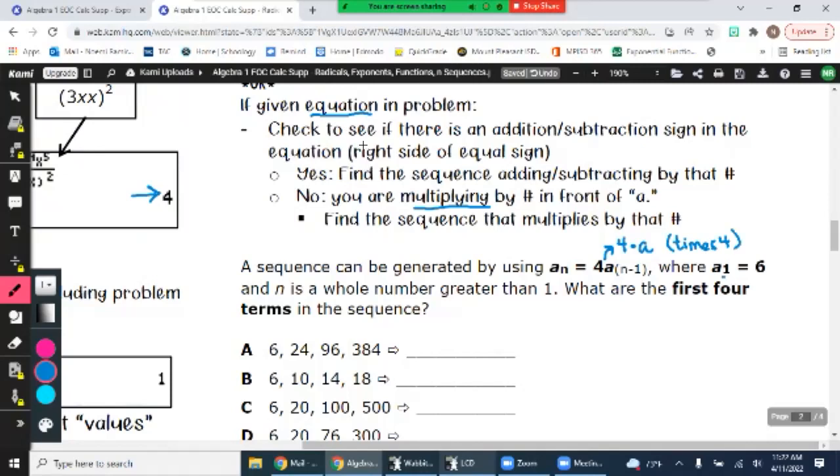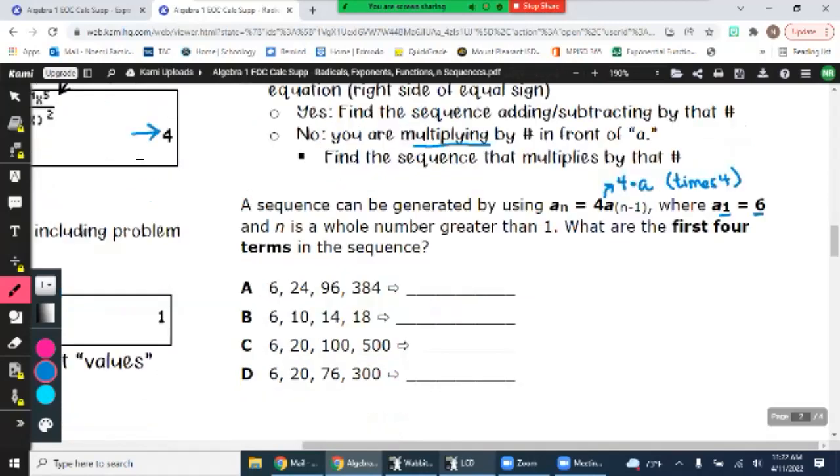That means I'm taking that very first number, which is 6, and multiplying it by 4, then multiplying it by 4 again. Now, if you look at your answer choices, all of them start with the 6. So we're just going to look for the pattern that's multiplying by 4 every time. 6 times 4 gives me 24. I'm going to put it in parentheses so you don't think it's a decimal. Times 4, 96. Times 4, 384. So here we are multiplying.